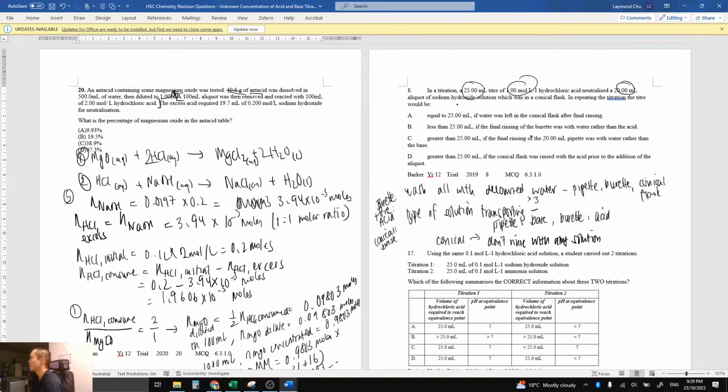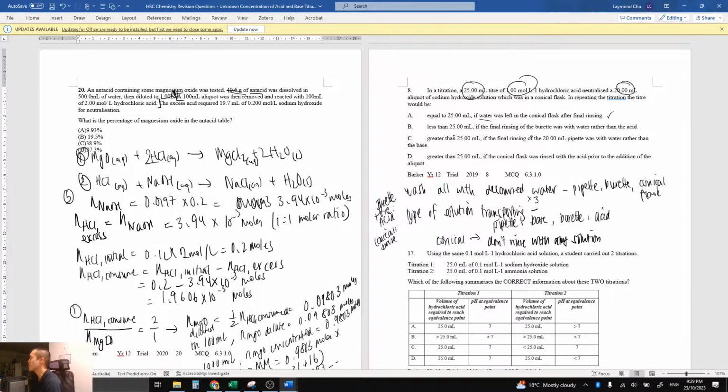So we've got a titration, 25 mils of our 1 mole acid with 20 mils of the sodium hydroxide. In repeating the titration, the titer should be the same if we've washed this the same way. Okay, let's go through our options. Equal to 25 mils if the water was left in the conical flask after final rinsing. Yeah, that sounds right, because we don't want to rinse the conical flask with anything else but the water. So let's just leave a tick there for now.